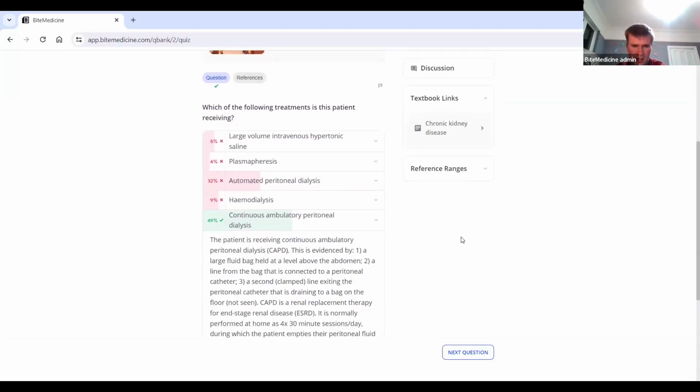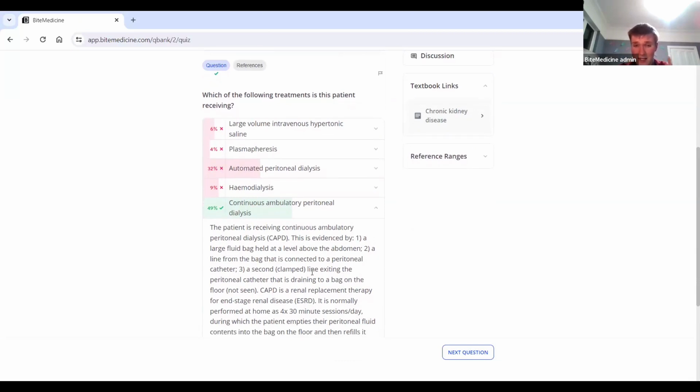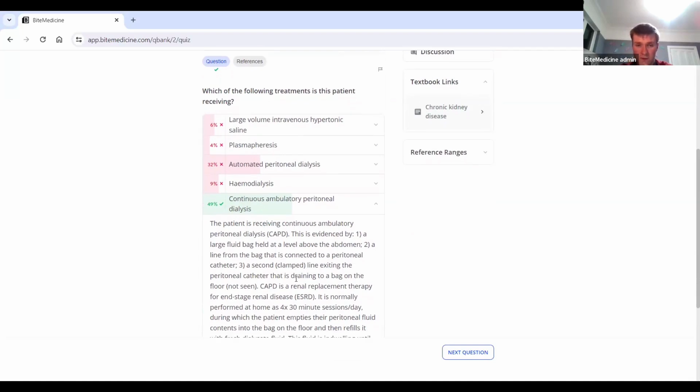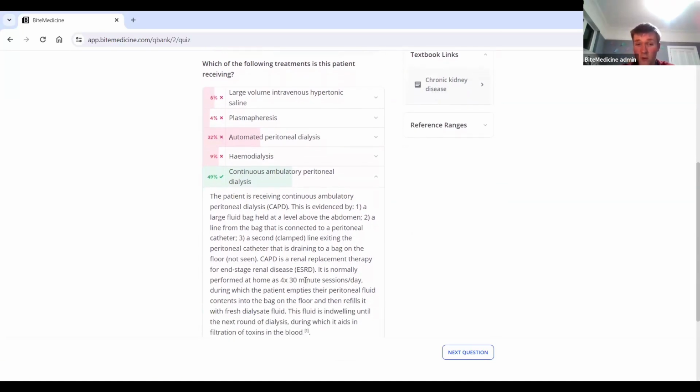Woof, look at that. So, yeah, this patient is having CAPD, evidenced by one, a large fluid bag above the level of the abdomen, two, a line from the bag connected to a peritoneal catheter, three, a second clamped line exiting the peritoneal catheter, draining to a bag on the floor. So it's normally performed at home. It's four times 30-minute sessions per day.